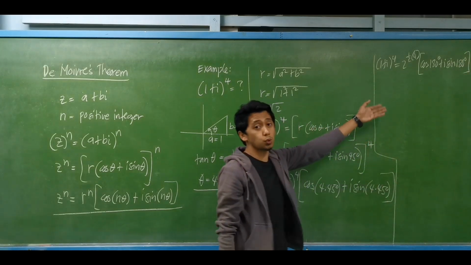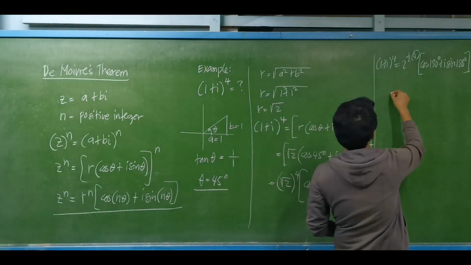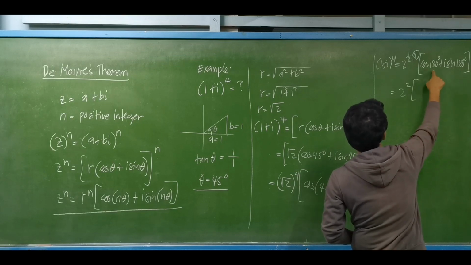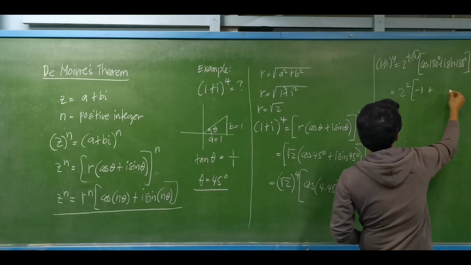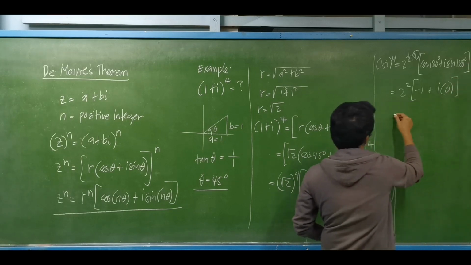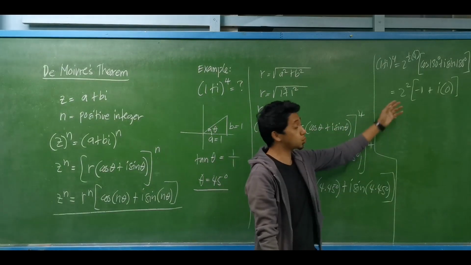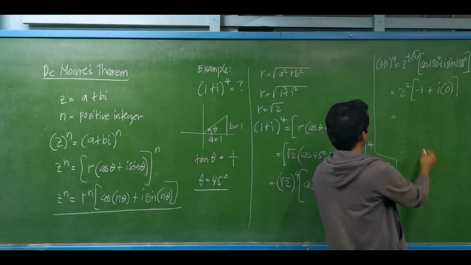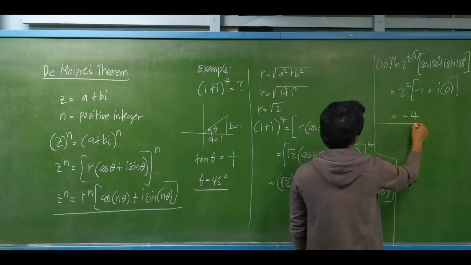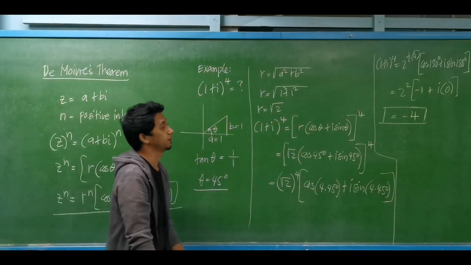So what is 2 raised to 1 half multiplied by 4? This is the same as 2 raised to 2, or 2 squared, multiplied by cosine 180, which is negative 1, plus i sine 180, which is 0. So we have the equivalent of 1 plus i raised to 4 is 2 squared, which is 4, times negative 1, which is negative 4, plus 0. So this will be our answer: negative 4.